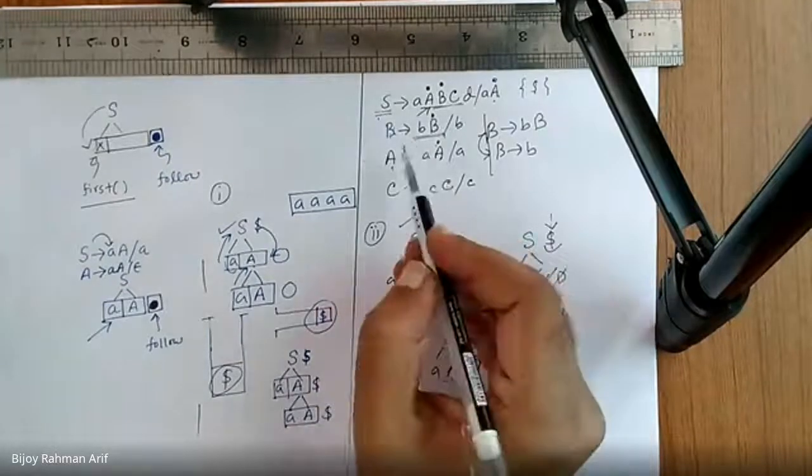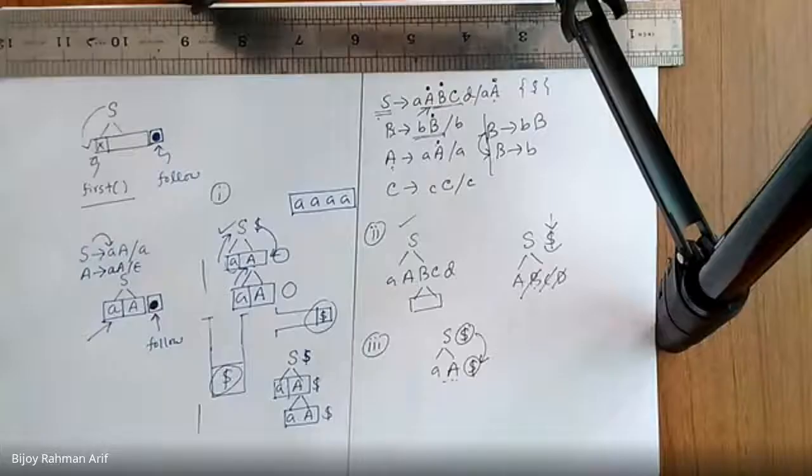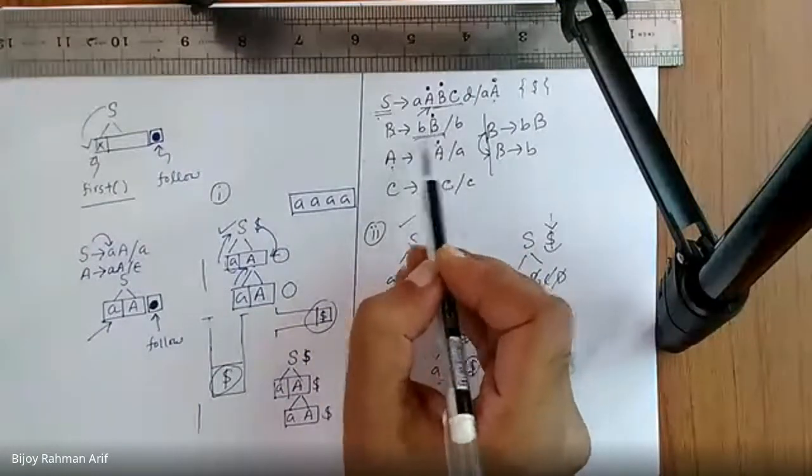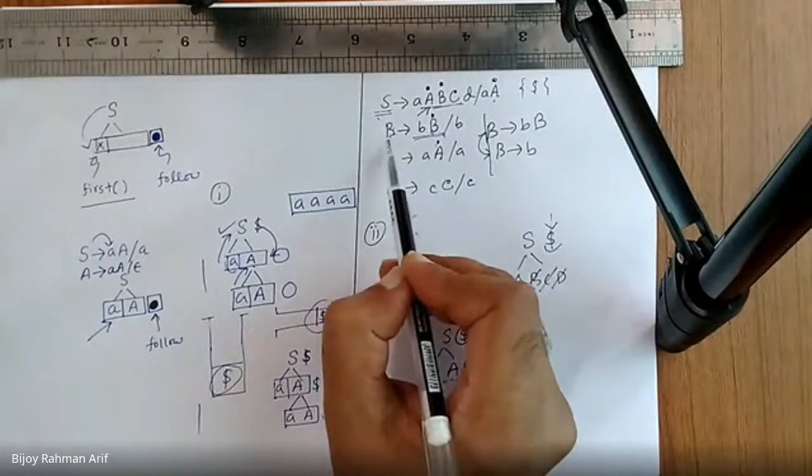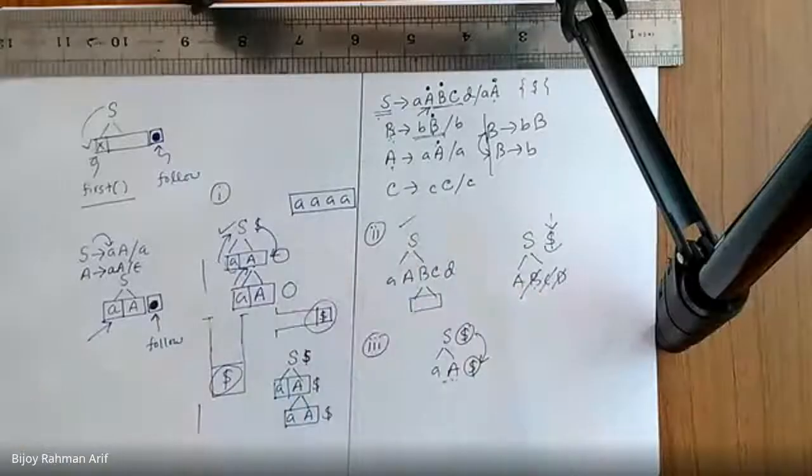If you just interpret it this way, follow of B is nothing but follow of A, follow of A is nothing but follow of B, and so on, you have to continue forever. So how can you stop this recursion?